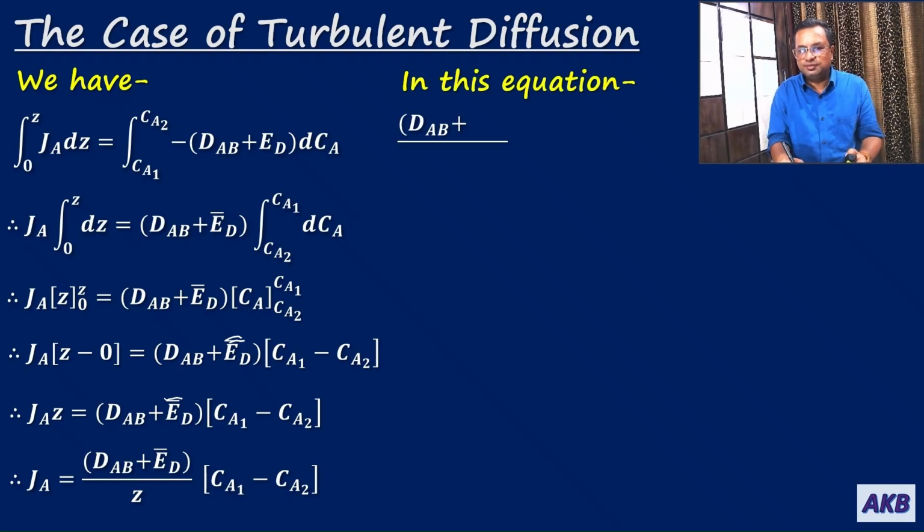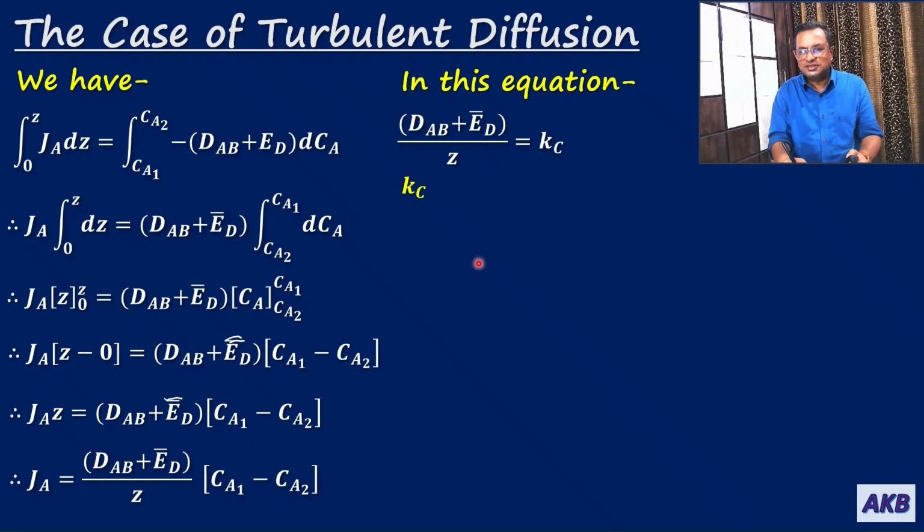Now in this equation, this group (DAB plus ED bar) by Z is a parameter, and that is nothing but the K-type mass transfer coefficient. So I am denoting it as Kc. This is the K-type mass transfer coefficient, and the subscript C indicates that the concentration difference, in this case, is expressed in terms of molar concentration difference.